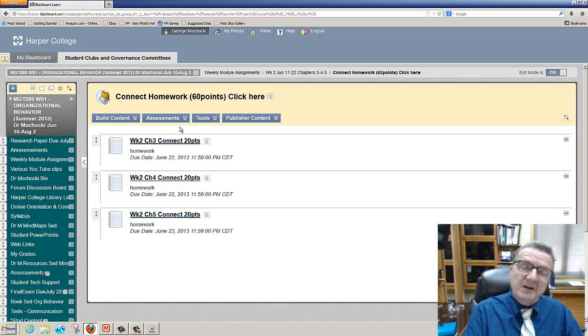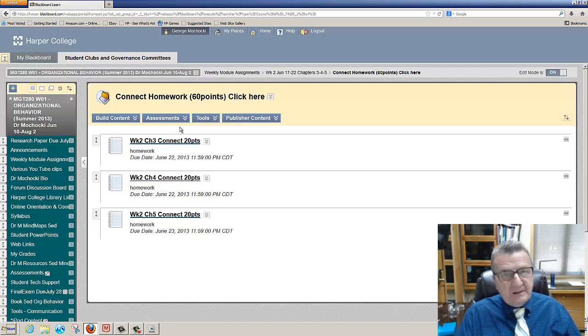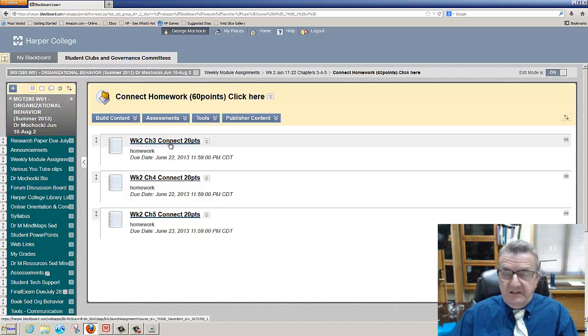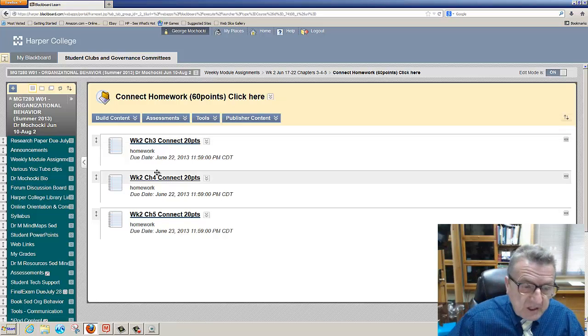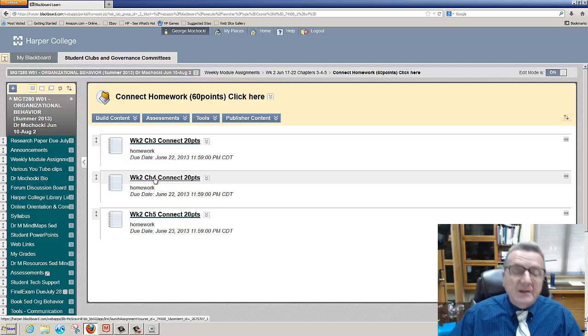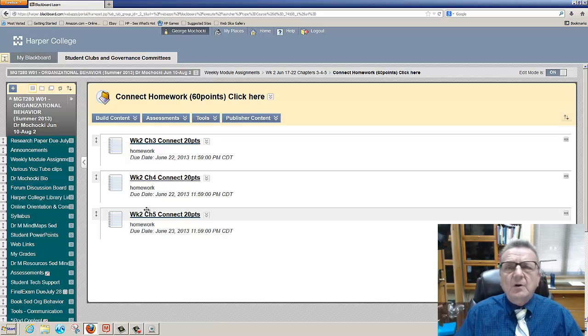Once it turns off, I've got it set up so that if you're for some reason late, you're going to take a penalty. I think it's about 5% for every day that it is past the due date, Saturday or Sunday, that I have in there. So try to do them ahead of time. Read Chapter 3, then do the Connect, and then go to Chapter 4, read that, do the Connect, and try not to do it all at the same time.